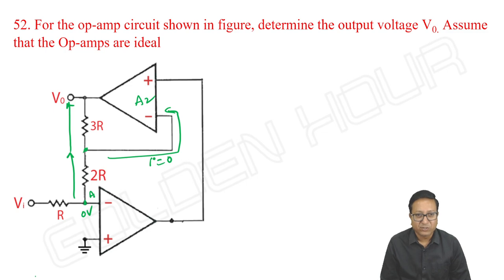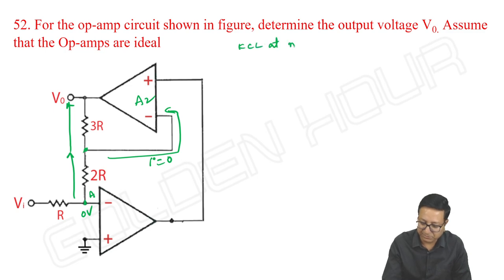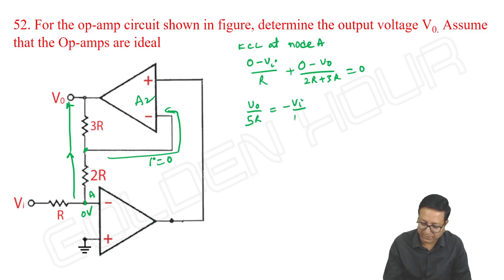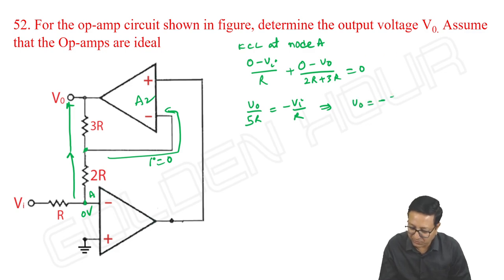So what we can write here, let me take KCL at node A. It is 0 minus Vi by R plus 0 minus V output by 2R plus 3R is equal to 0. So V output by 5R is equal to minus Vi by R. They are asking for V output, which is equal to minus 5 into Vi. That's it. Gain is minus 5.